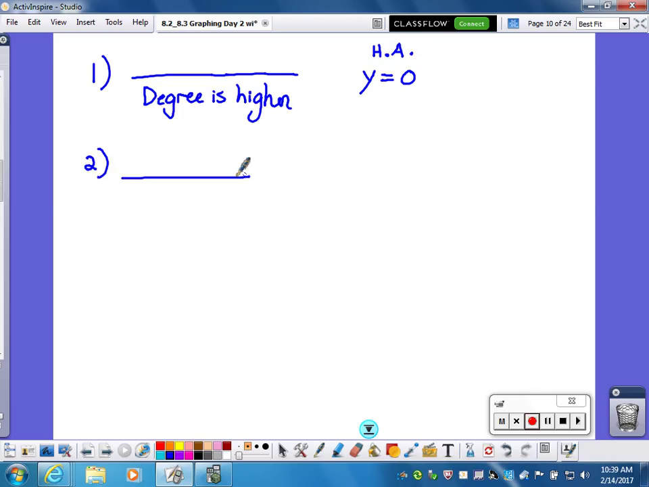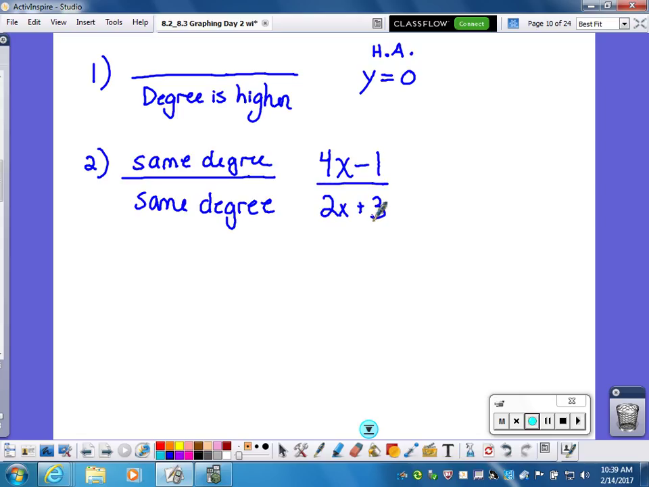Second situation is, what if they have the same degree? Okay, if they have the same degree, then we're going to compare the coefficients. For example, if I had 4x minus 1 on top and 2x plus 3 on the bottom, both of these functions are degree 1. They're linear. So when I say compare the coefficients, I am going to compare the 4 and 2. They are the coefficients for the x terms. And your horizontal asymptote would be y equals 4 over 2, or just y equals 2.